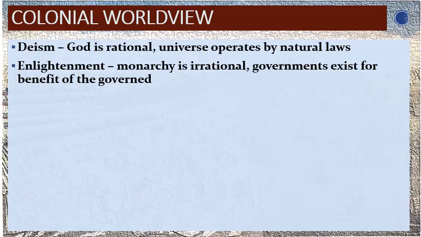From the Enlightenment ideas, not only do they learn about natural law, they learn about the belief that monarchy is an irrational, nonsensical form of government, and that governments really exist for the benefit of the people that they govern. And that's an important area of the colonists' thinking here, that government is for their benefit and not for the benefit of the government itself.